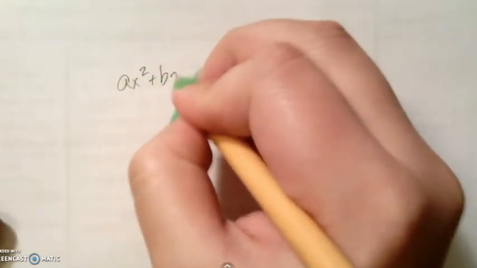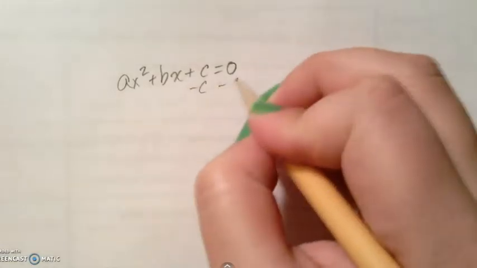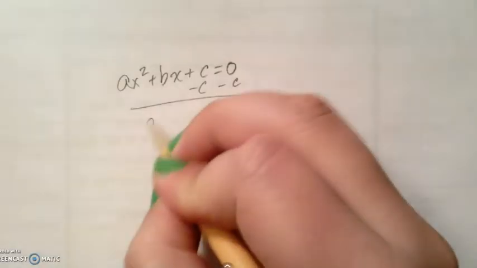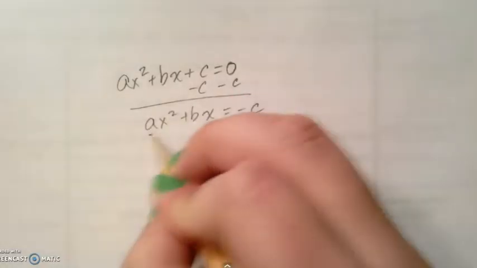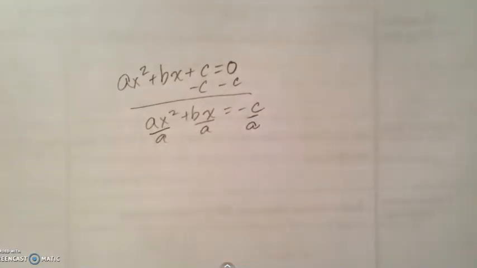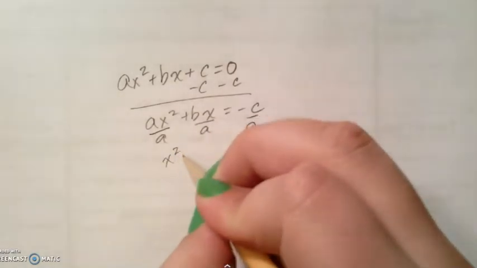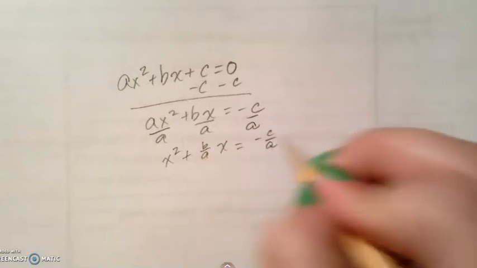We start with ax squared plus bx plus c equals 0. We want to set it up into the form where we can complete the square. So subtract c from both sides. Ax squared plus bx equals negative c. Divide everything by a. So you should recognize these steps from the videos you just watched. X squared plus b over a x equals negative c over a.